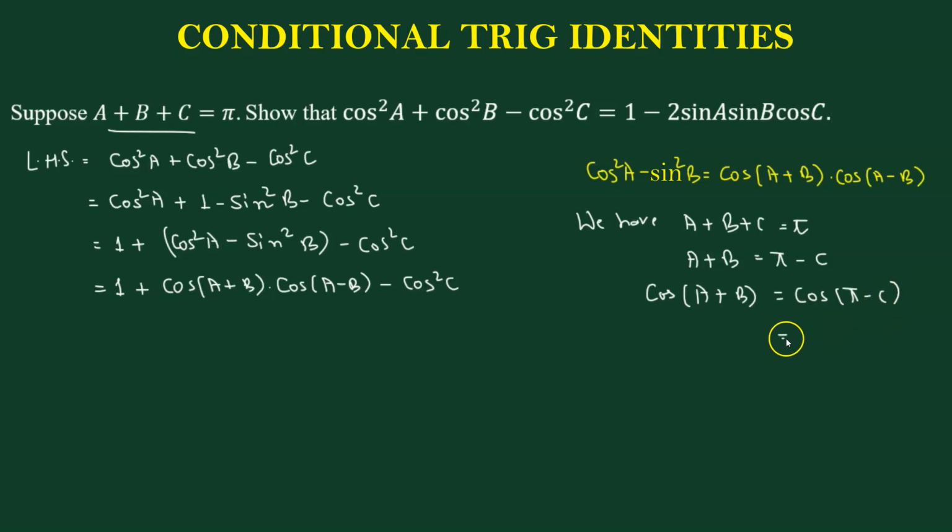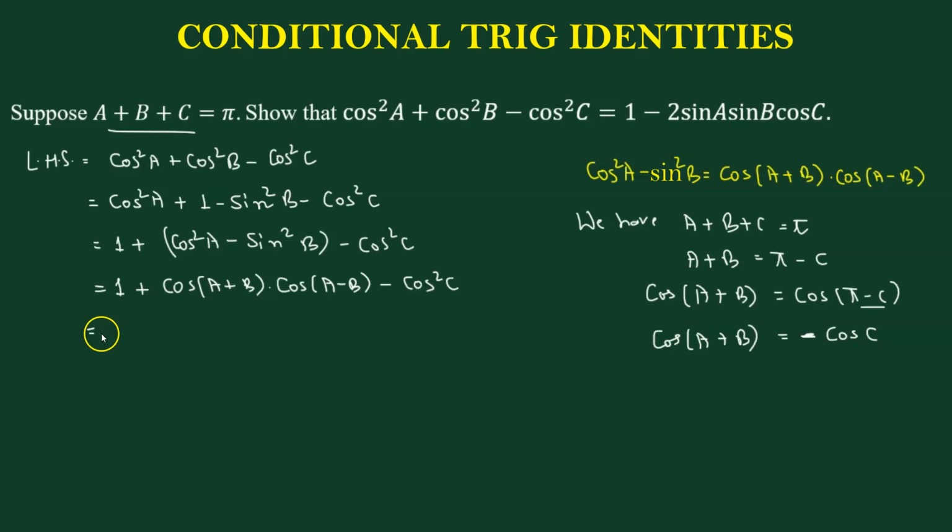Now cosine of pi minus c is simply equal to negative cosine of the angle c. In other words, we have shown that cosine of a plus b is the same as negative cosine of c, provided a plus b plus c equals pi radians. We get the negative sign because pi minus c lies in the second quadrant, and in that quadrant the cosine function is negative.